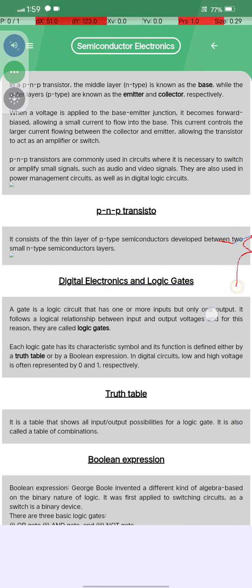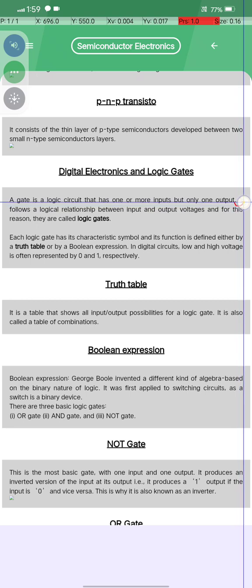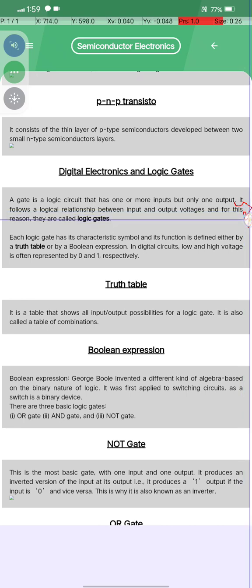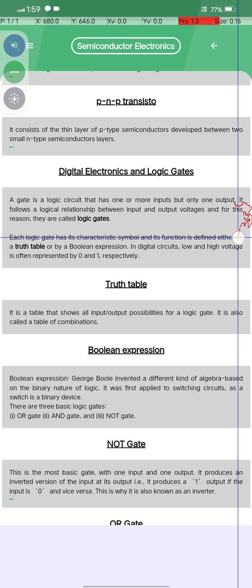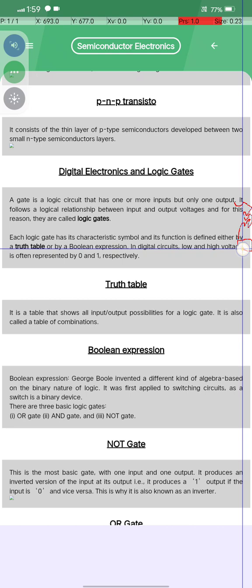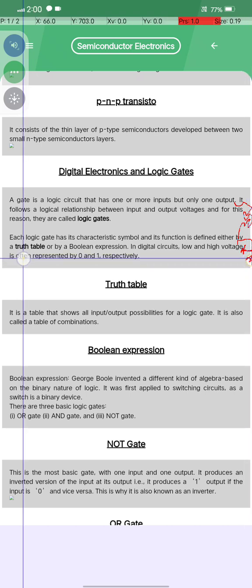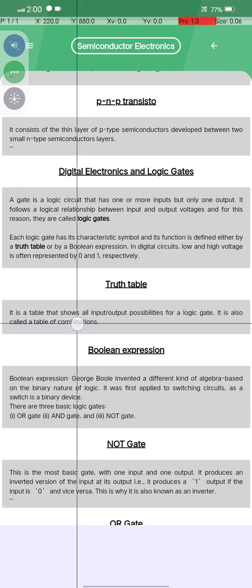What are digital electronics and logic gates? A gate is a logic circuit that has one or more inputs, but only one output, which follows a logical relationship between the input and output voltage, and for this reason they are called logic gates. Each gate has a characteristic symbol and function and is defined either by truth tables or by Boolean expressions. In a digital circuit, low and high voltage is often represented by 0 and 1 respectively.